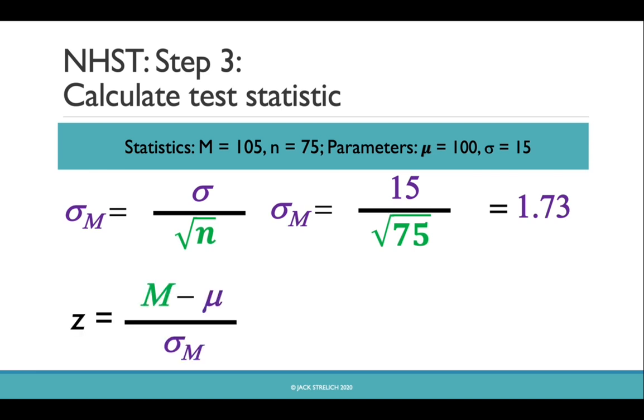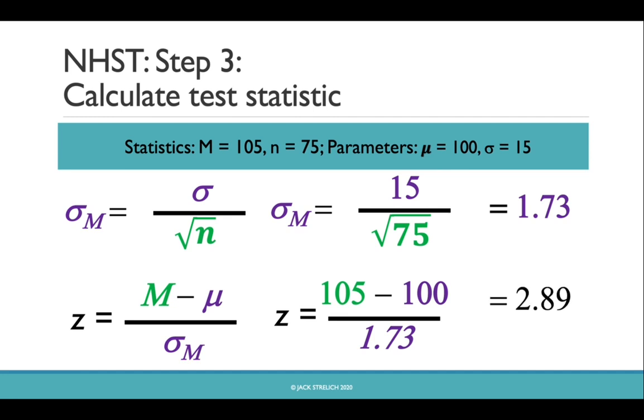Then, we can plug that into our equation for the z-test. In the numerator, we subtract the population mean, which again by definition is 100, from our sample mean, which is 105, and then divide that by the standard error. So we end up with 5 divided by 1.73, which works out to 2.89. This will be our test statistic.